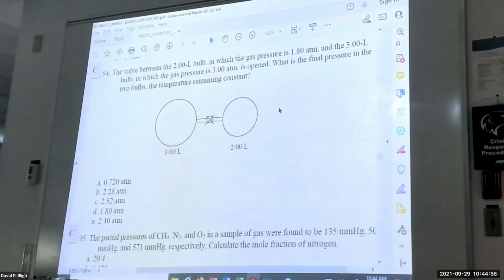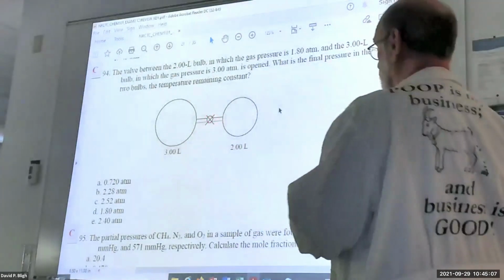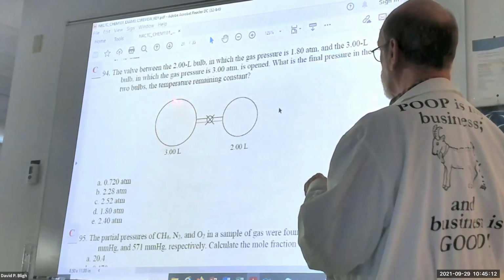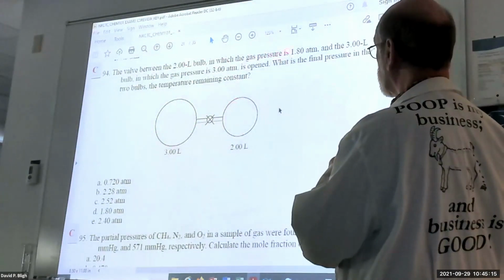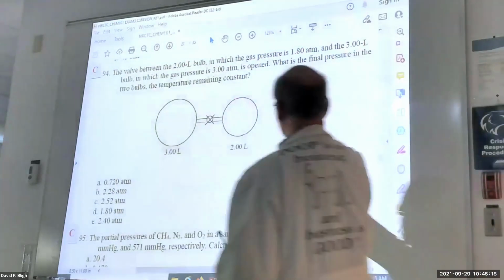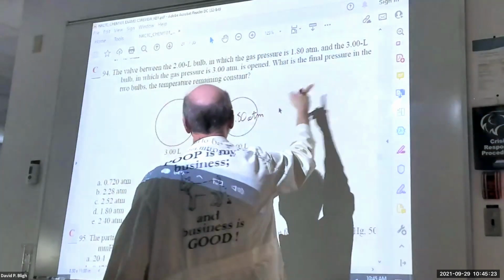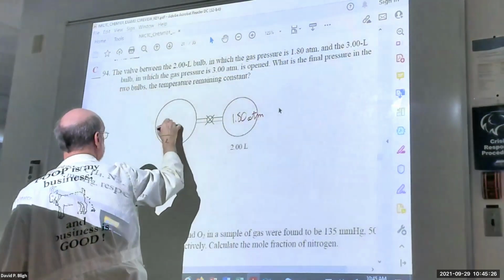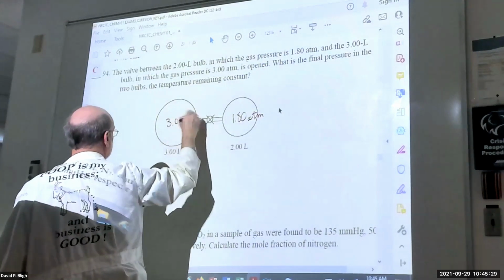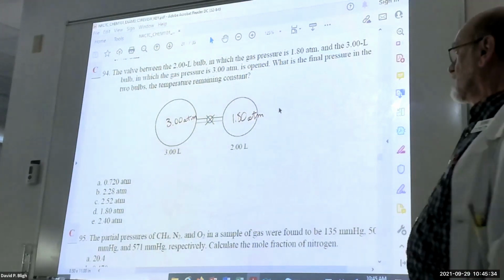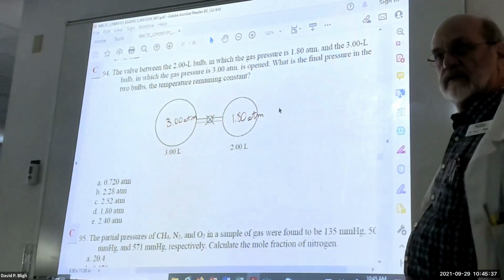Did we do one of these in class? You have two bulbs connected by a valve. This one's 3 liters and that one's 2 liters. This one contains a gas under pressure at 1.8 atmospheres. This one, 3 liter, contains a gas under pressure at 3 atmospheres. When we open the valve, we want to determine the final pressure, and the temperature remains constant.